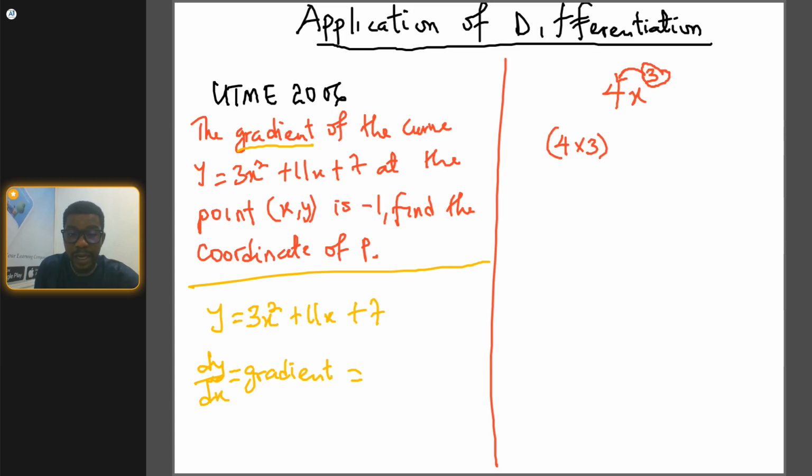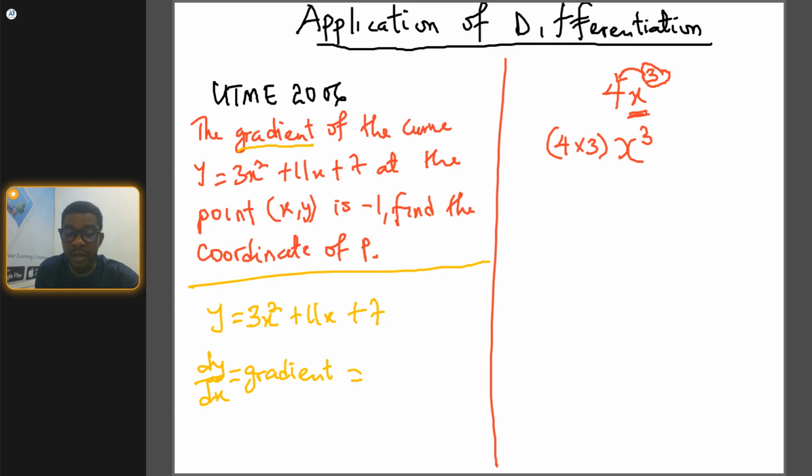I said multiply the power with the number beside x. The number beside x is 4. So 3 multiplied by 4. Then repeat the variable. The variable you are given is x. Write x back again. Then the power still remains 3. Then you have to subtract 1 from the power.